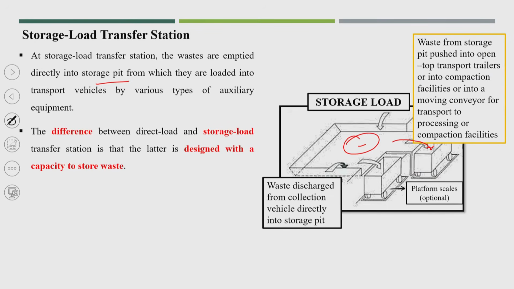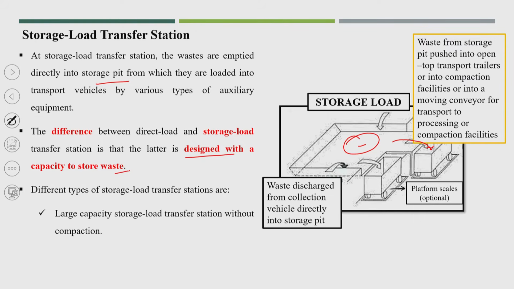Now, the difference between the direct load and storage load transfer is that the latter is designed with a capacity to store waste. Okay. So, there are different types of storage load containers, and large capacity storage load transportation without compaction is possible. There is no compaction facility, and it can also be along with a processing or compaction facility.